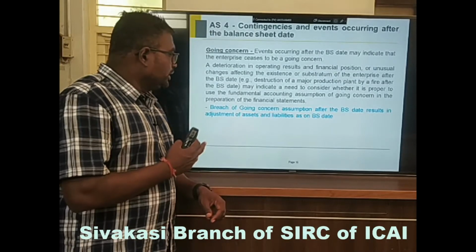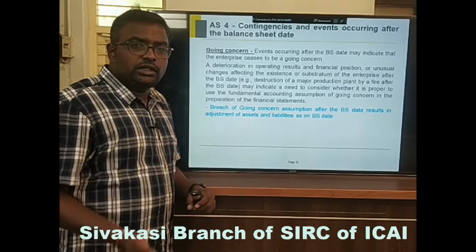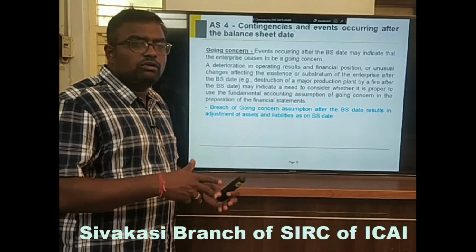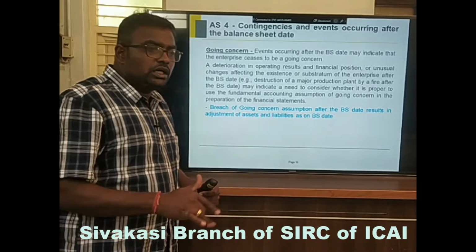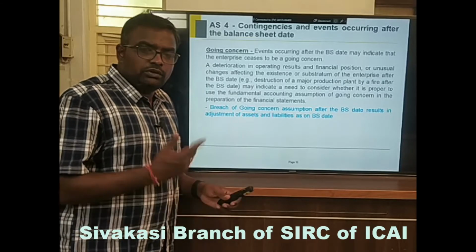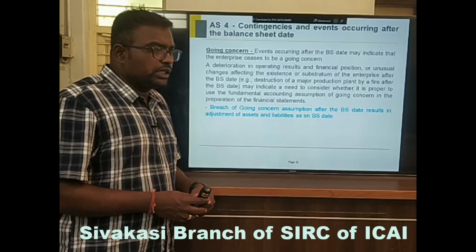Also, going concern. What they are saying is, apart from adjusting events or non-adjusting events, there is one more thing they are asking us to consider, which is whether these events are affecting our going concern. We are going to see one example. Maybe I can take you through that example now itself.